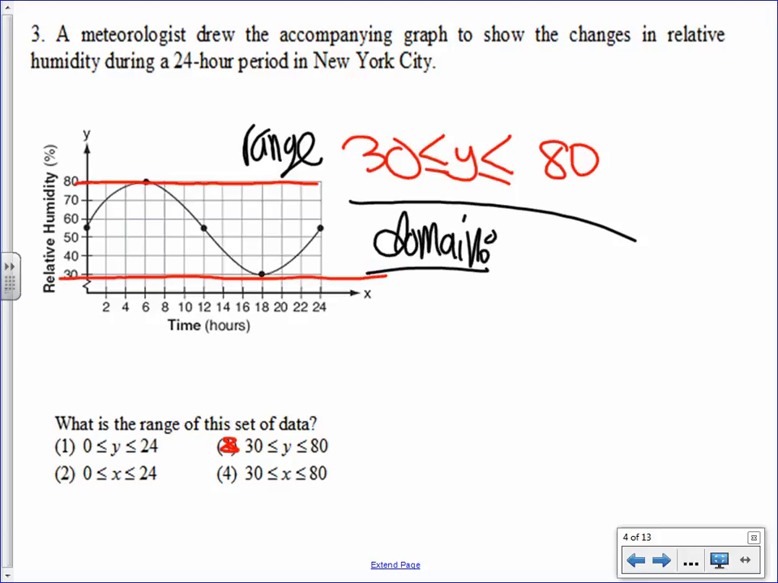If I want to do the domain, I would go from left to right. My graph starts at 0 and ends at 24. And remember, to help you do this, you literally take your pen and go along the axis.